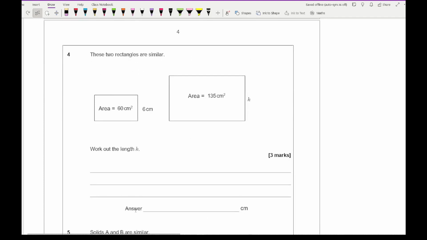Then moving on to question 4, it says these two rectangles are similar, and it says work out the length of H. So here, the information I know on both rectangles is the area. So that means I can work out the area scale factor, which if you remember is k squared. That's going to be equal to 135 over 60. Now if I type that into my calculator, I get an answer of 9 over 4, which is 2.25. So k squared is 2.25.